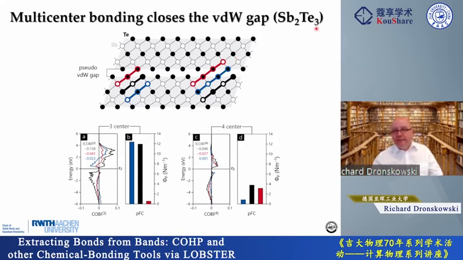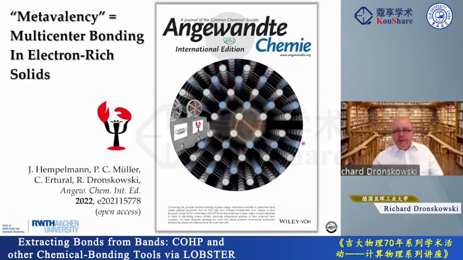And we do not only find this in antimony telluride, but in all other materials that have a van der Waals gap. So please remember, metavalent bonding is known from the molecular case. Metavalent bonding is multi-center bonding, but not for molecules, but for solid-state materials. Solid-state materials that have too many electrons, that violate the 8-N octet rule. So if you're interested, please look into Angewandte Chemie. This has just appeared, and this is the cover picture of Angewandte Chemie.